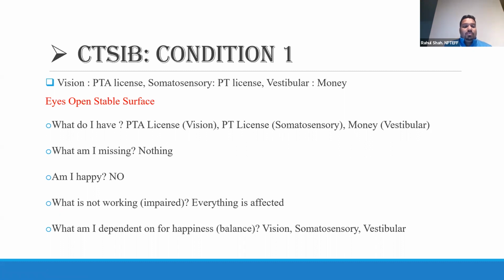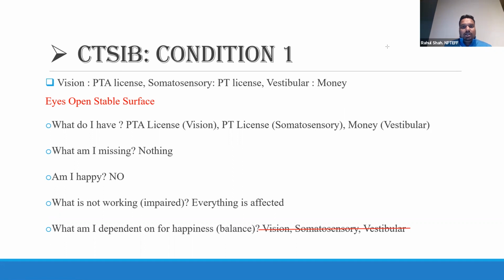No. That means which system is not working or which system is impaired? Everything is impaired. Your vision, your somatosensory, and your vestibular. All three are affected. What am I dependent on is the question. Vision, somatosensory, and vestibular? Maybe. But I would rather say in this condition, I purposely wrote it so that I could strike it out in front of you guys, is you cannot be dependent on them. They're already affected. So maybe there is something else that you completely need to do, right? But the questions will follow the same scenario. That's why.